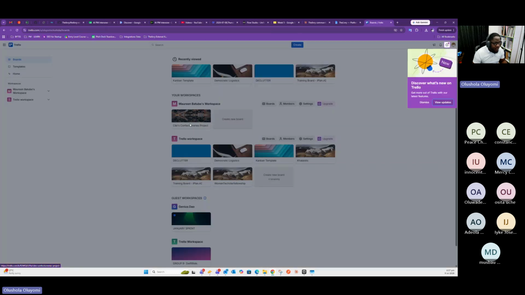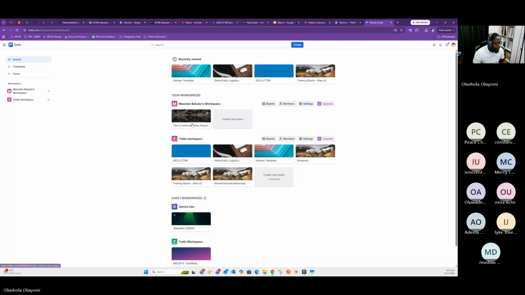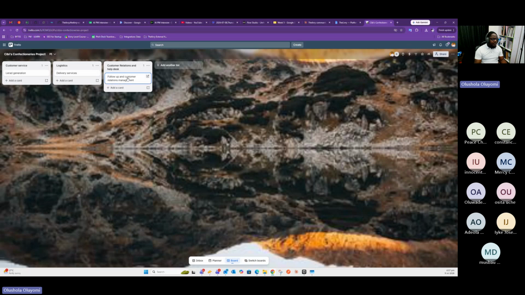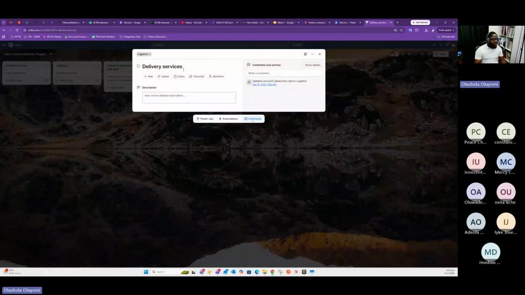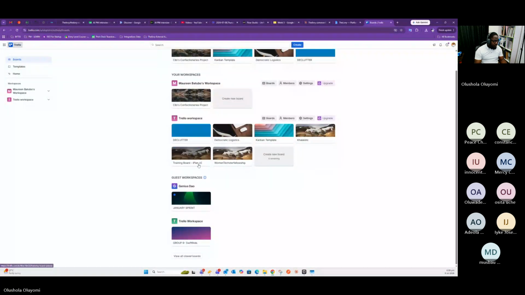So I want to show you what Kanban looks like. So Kanban looks like this. This is what they call the Kanban board, right? So usually in a Kanban board, you assign a task to somebody in the team. Let me look for one board that I had people on.